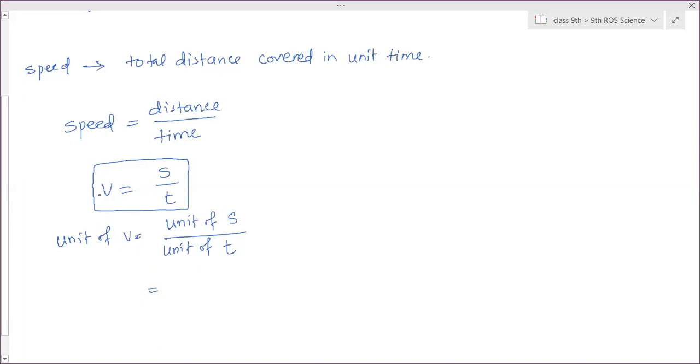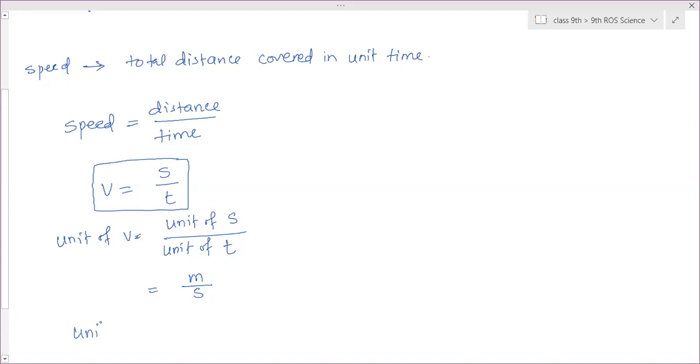The unit of velocity and speed is calculated from its formula, as with every physical quantity, when the unit is not given by the name of a scientist. So the unit of speed is equal to S by T, meaning the unit of distance divided by the unit of time. And these are SI units, the basic units. The SI unit of distance is the meter, and the SI unit of time is the second.